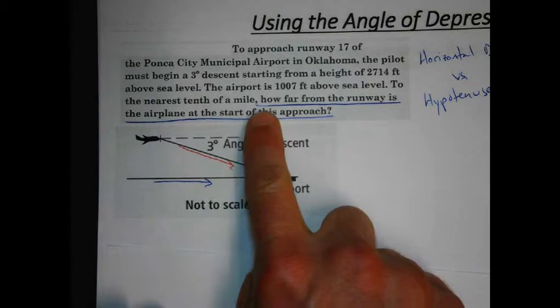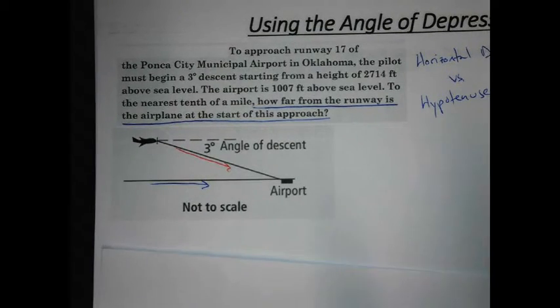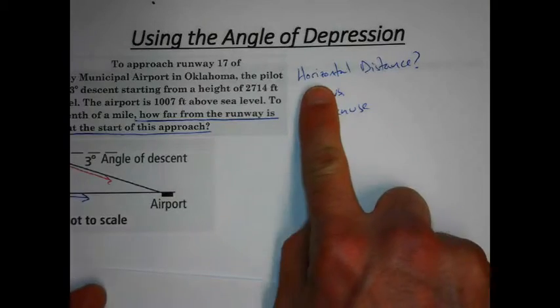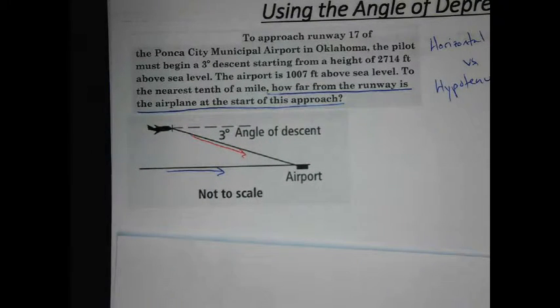Personally, I believe when we ask the question like this, how far from the runway is the airplane at the start of the approach, we are talking horizontal distance. That is the most sensical, the most realistic question that's there. So we should know that first.